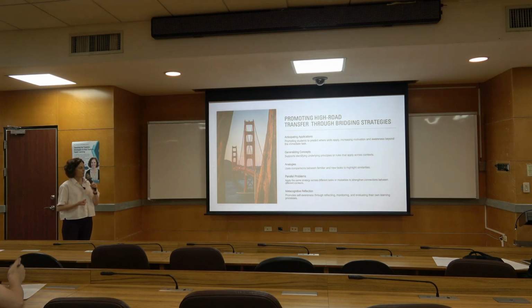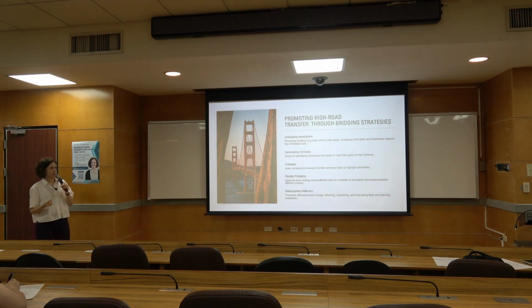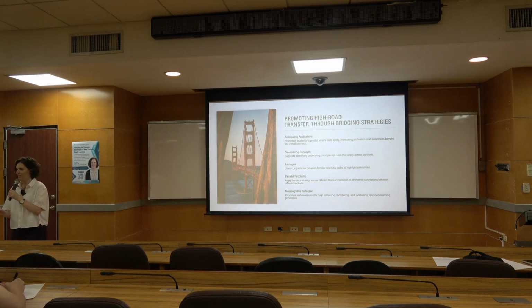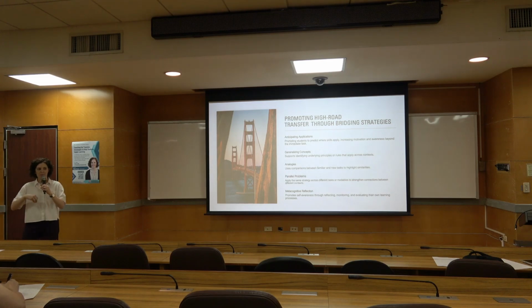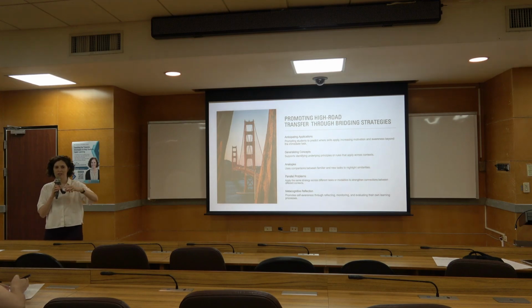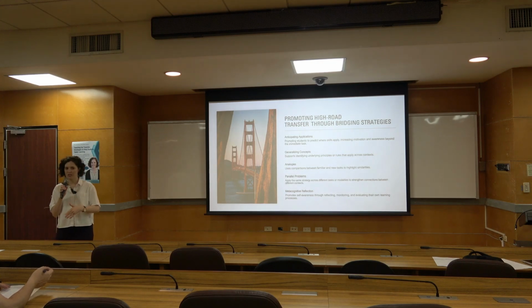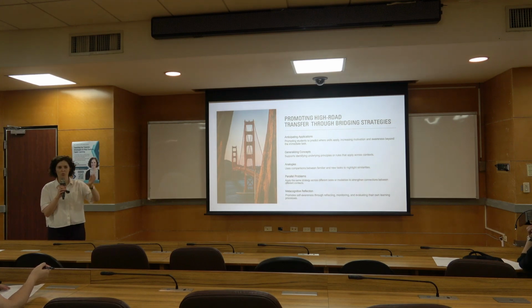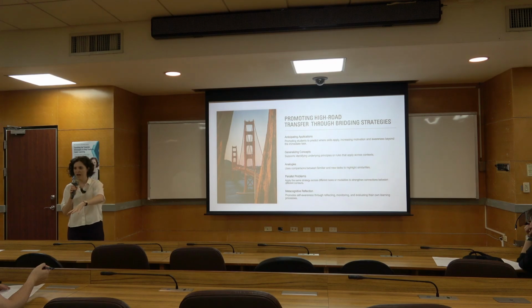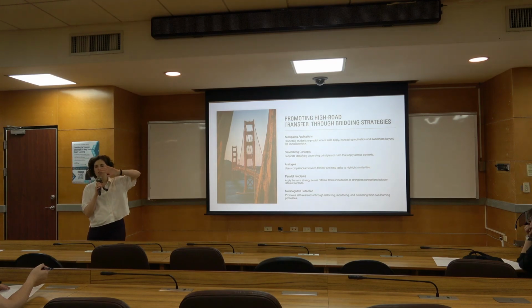So the first one, anticipating application, is prompting students to predict where skills apply. It increases motivation and awareness beyond the immediate task, hopefully. That's the goal, right? So we set expectations and then this is what I want you to do and this is why you're going to do it and here's where you can use it. But we can also prompt students to think beyond maybe just the next class period or the end of the semester. Where do you see what we're doing in class? Where do you see being able to use it after you finish this class?